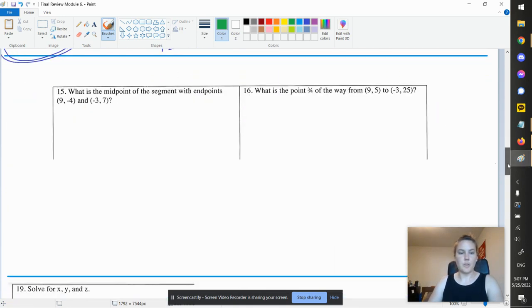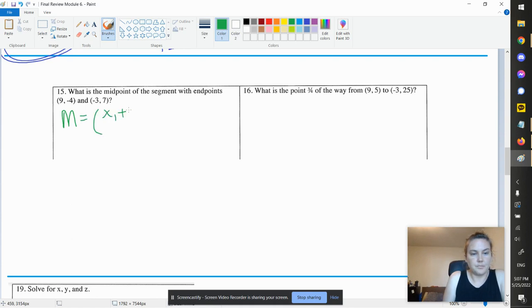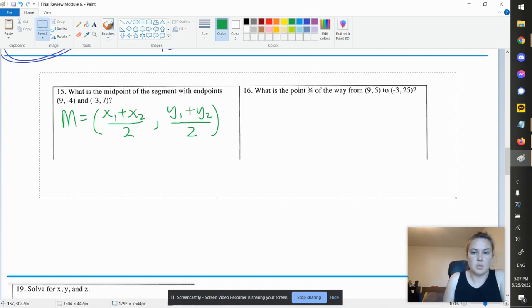What is the midpoint of the segment with endpoints (9, -4) and (-3, 7)? And then also, what is the point 3/4 of the way between these 2 points? All right, for the midpoint, we can either do the midpoint formula, which is this, or we can draw a picture. I'm going to do the midpoint formula first, then I'll draw a picture next.